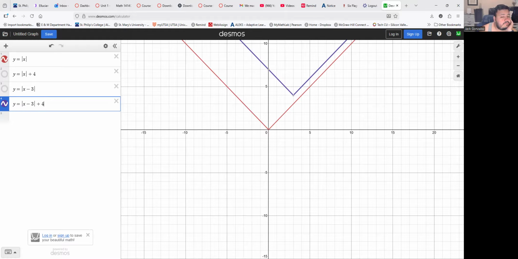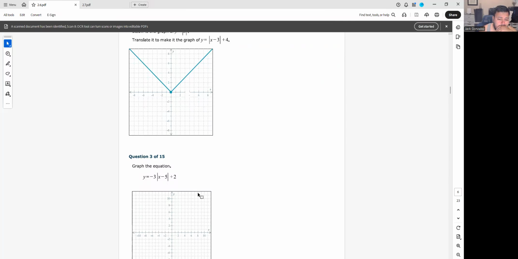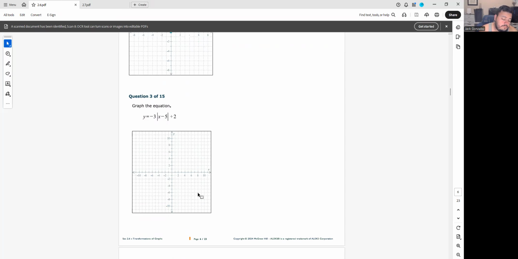Okay, so let's go back to the PDF here. Okay, so this is a negative 3 out here. We said if it's greater than 1, it's going to do a vertical stretch, I think. Gotta look it up again. Plus two, we said that's a vertical shift. And then the minus five is a horizontal shift to the right five. So they just want us to do all this here.